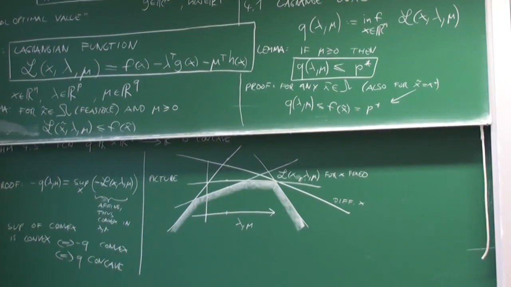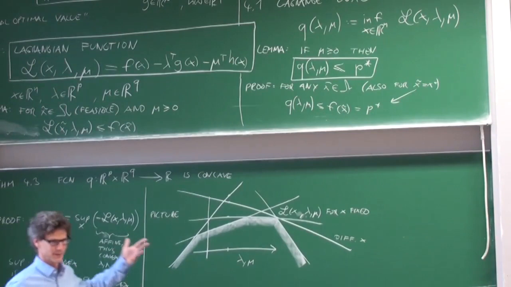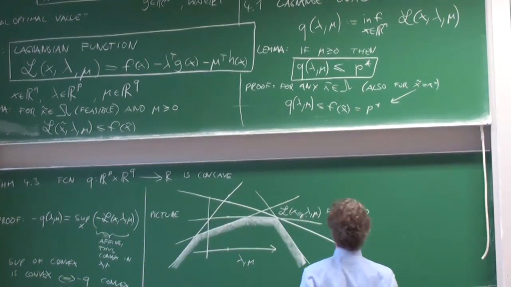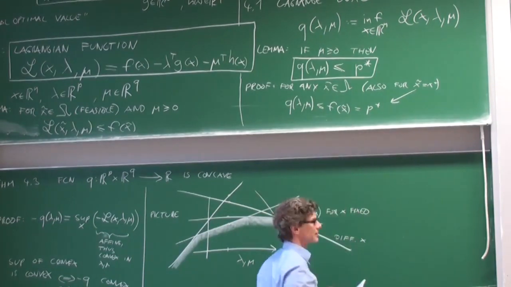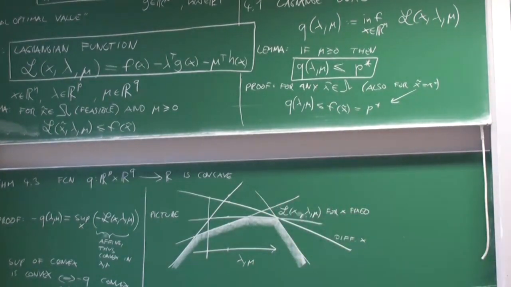So we have magically somehow transformed our original problem into a very different problem. We have now actually a function q which gives us a lower bound on the optimal value, and at the same time we know this function has a nice property that it's concave. Concavity is a nice property, of course.